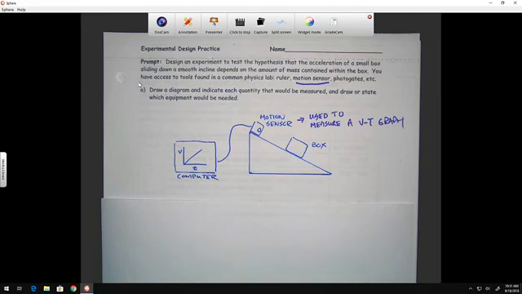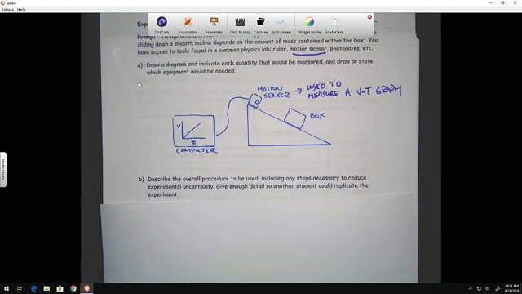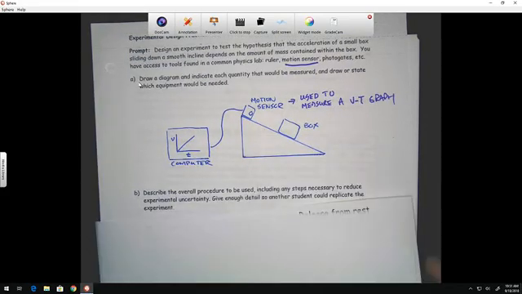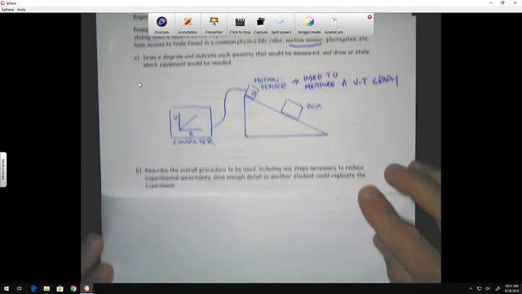Okay, let's take a look at the actual description. So the next part is to describe the overall procedure, including any steps necessary to reduce experimental uncertainty. Give enough detail so another student could replicate the experiment. And what I'm going to do here is go through steps that I think would be things that you would want to say for this experiment.